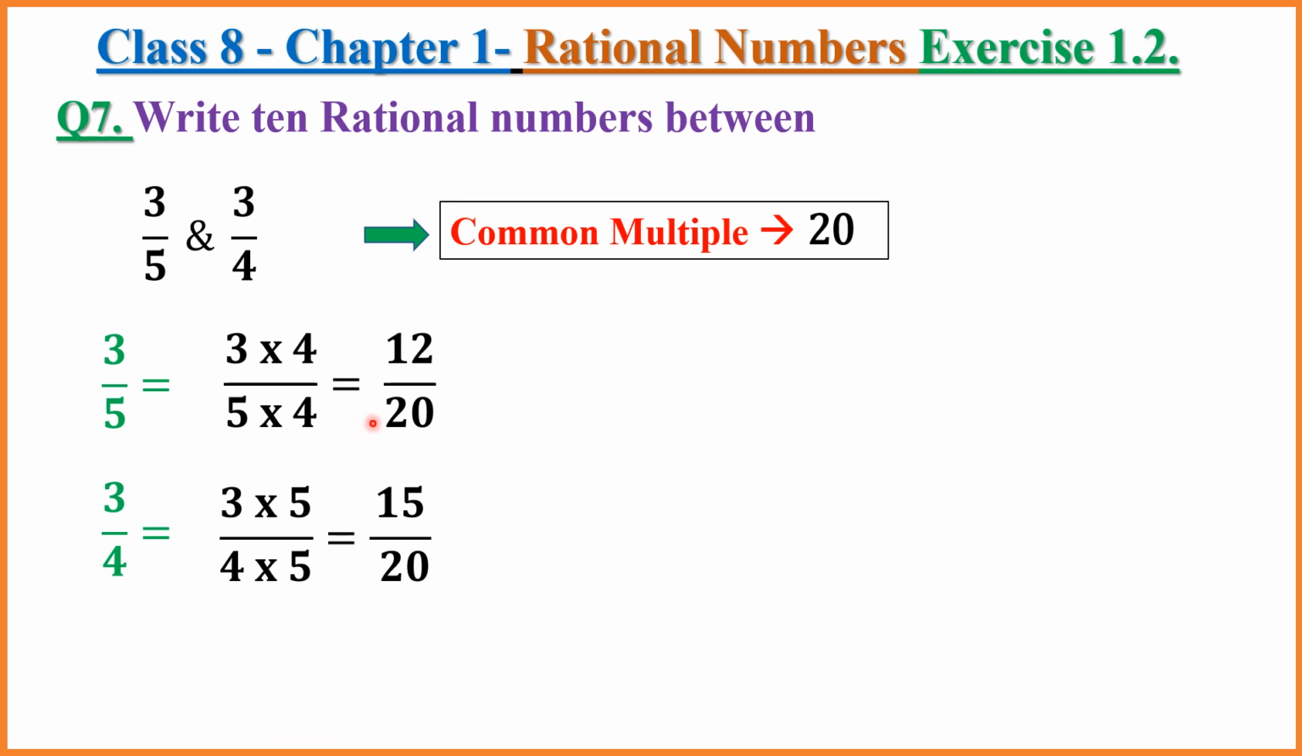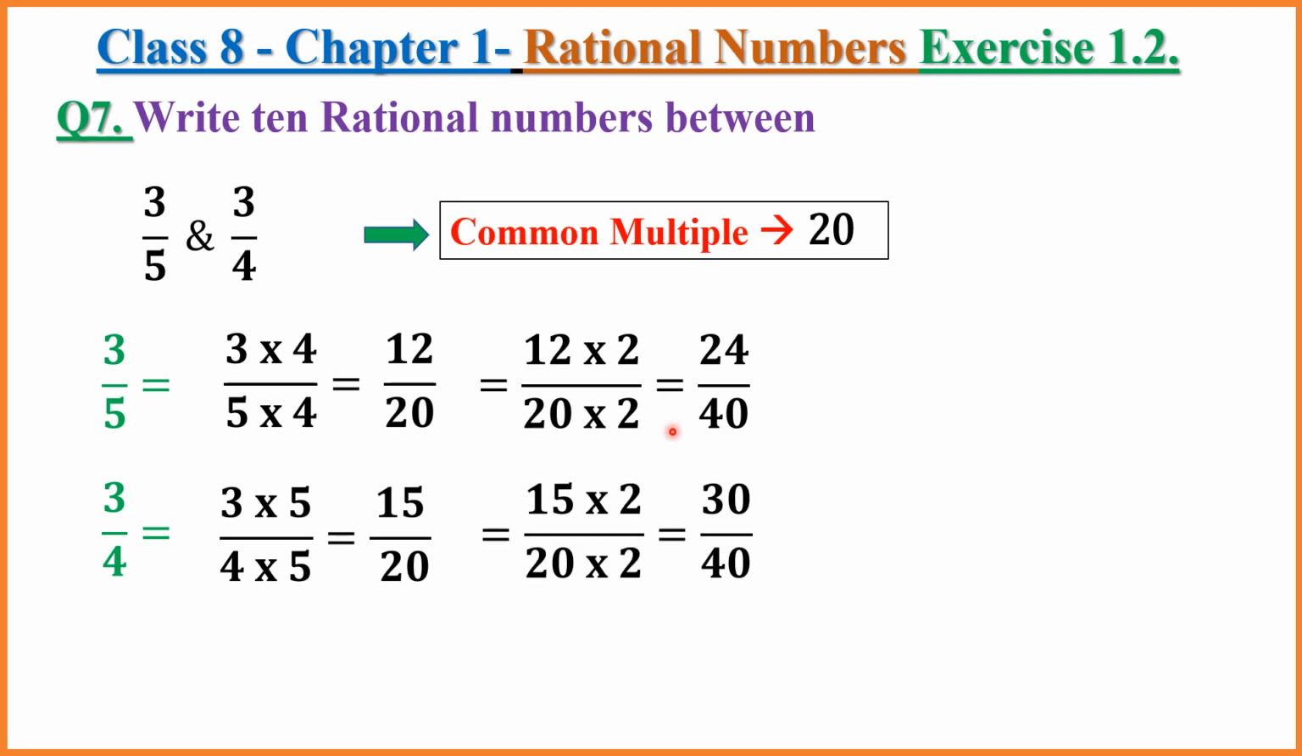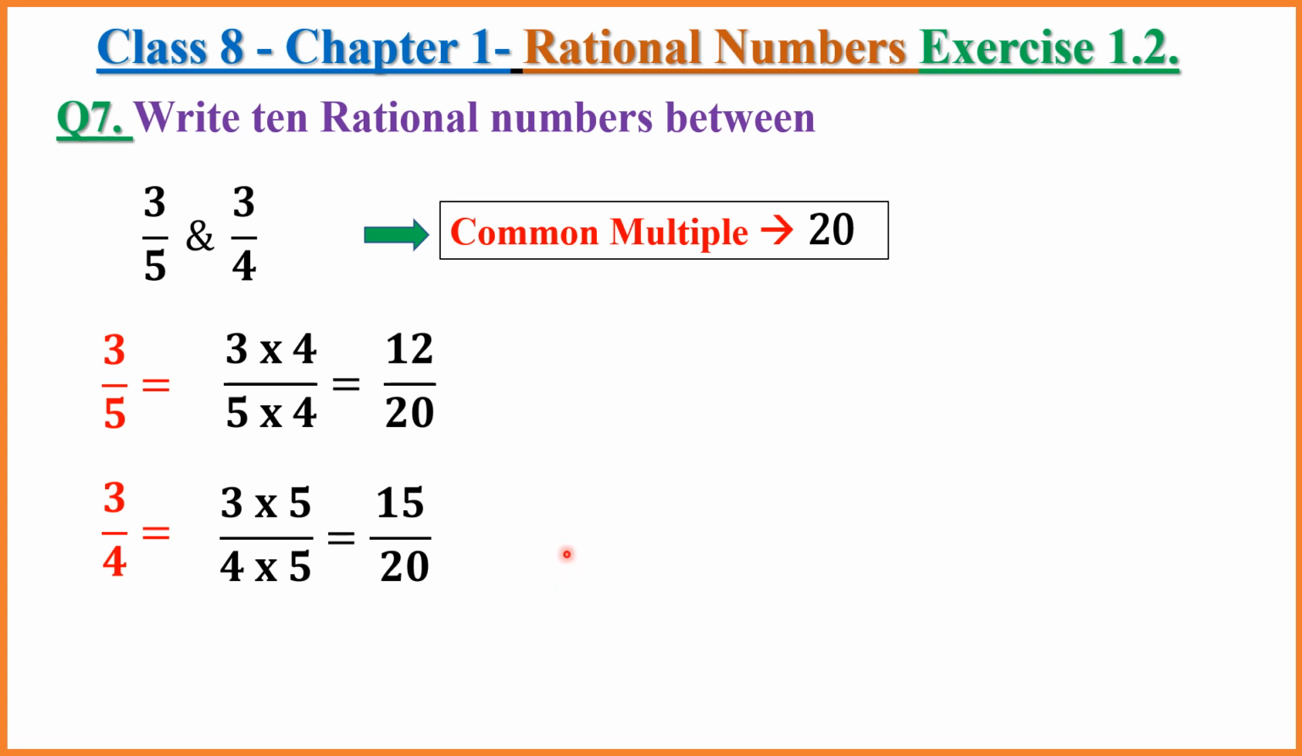If you check for the rational numbers between them, we will get only 2 rational numbers. So again we have to go for a greater common multiple. We are multiplying by 2: 12 into 2 divided by 20 into 2, that is 24 by 40, and 15 into 2 divided by 20 into 2, that is 30 by 40. Again if you check here, we will get only 25, 26, 27, 28, 29, 30. Only 6 rational numbers here. Even if you multiply by 3, we won't get 10 rational numbers between them.